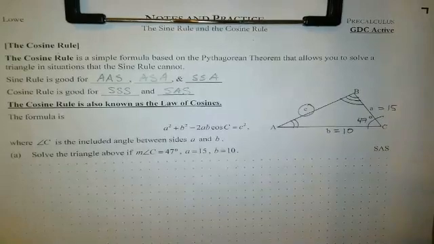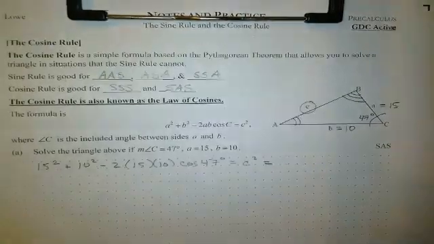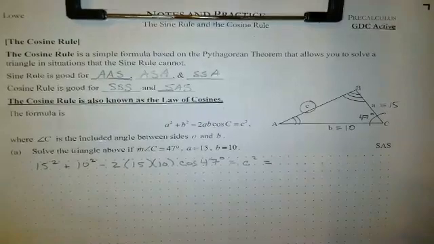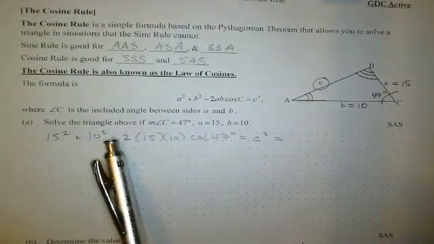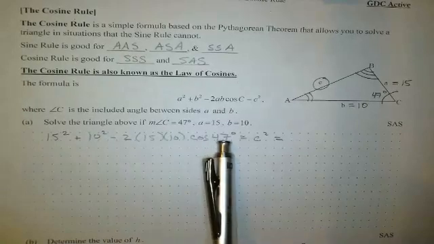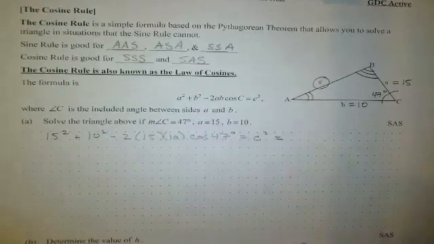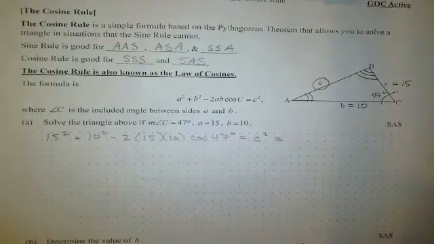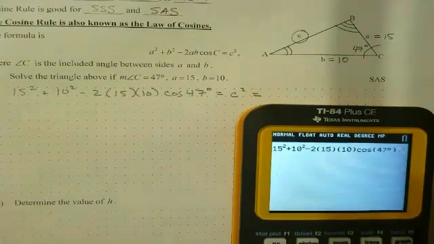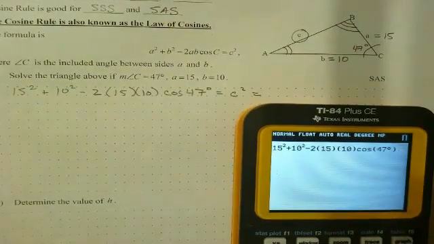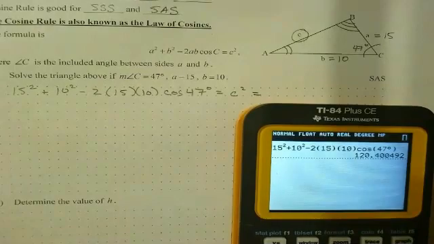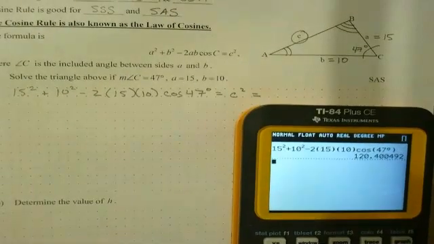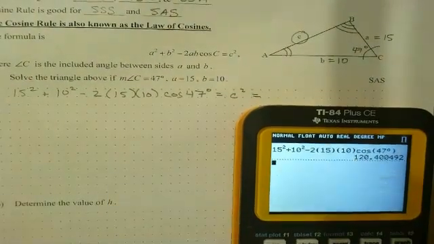So how are we going to do that? Let's set up our equation. So the first thing we do is we set up our equation. Right? Pretty straightforward. a squared plus b squared minus 2ab cosine C is equal to c squared. Next, let's put that in our calculator. So we enter the information into our calculator. 15 squared plus 10 squared minus 2 times 15 times 10 cosine of 47 degrees. Press enter, and we get that c squared is 120.4.